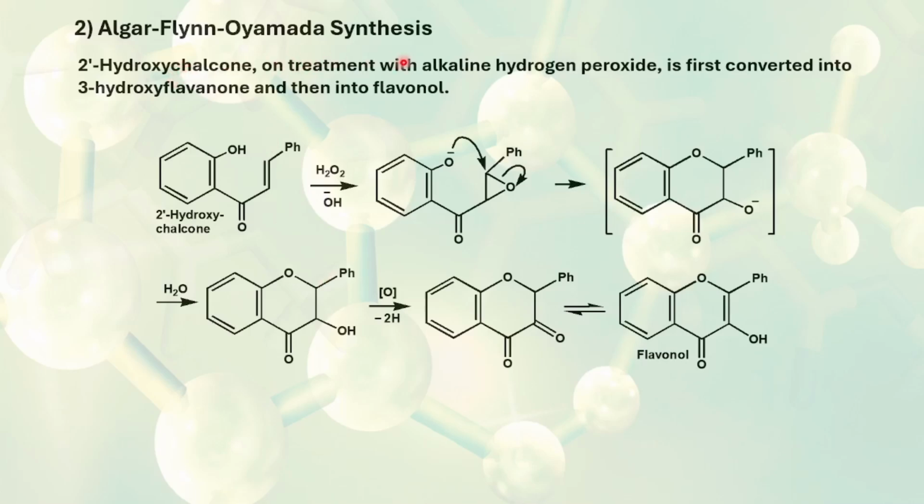Algar-Flynn-Oyamada synthesis. 2'-hydroxychalcone, on treatment with alkaline hydrogen peroxide, is first converted into 3-hydroxyflavanone and then into flavonol. Here you can see that peroxide treatment forms the epoxide after the cyclization. Here is the oxidation and the diketone. Here is the keto form, and this one is the enol form.